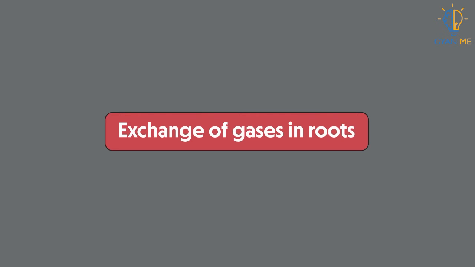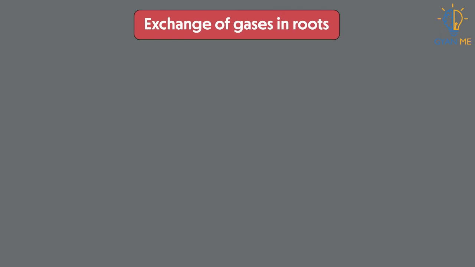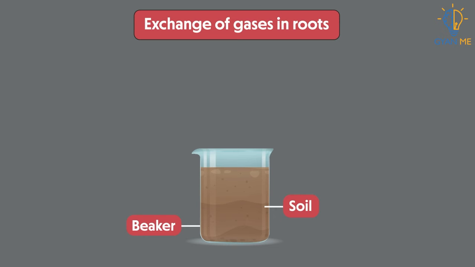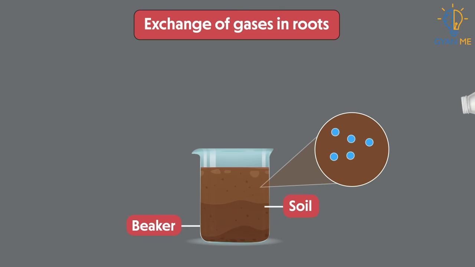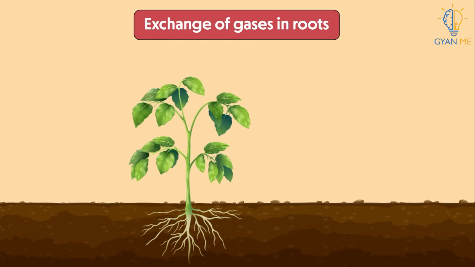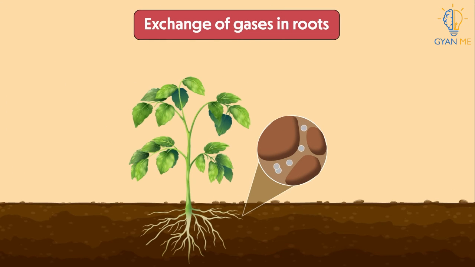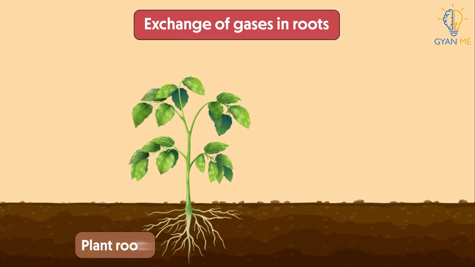Yes. Now let's see exchange of gases in roots. To know about what happens in roots, first observe this beaker. It is full of soil. Is there any empty space left in this beaker? This shows that there is empty space between these soil particles, which gets filled up by additional water. Empty spaces are there in soil also, which contain air. And this air is used up by the plant roots for breathing.